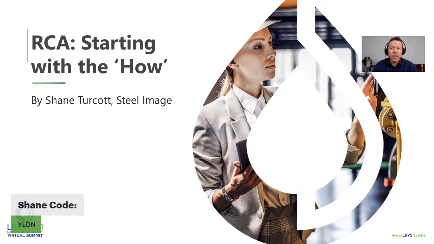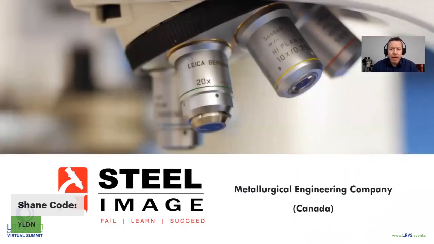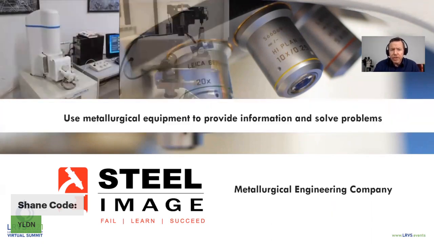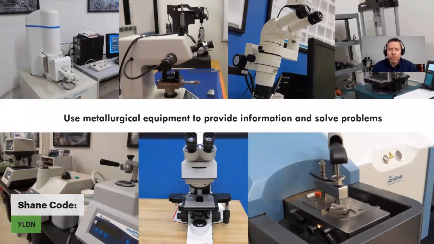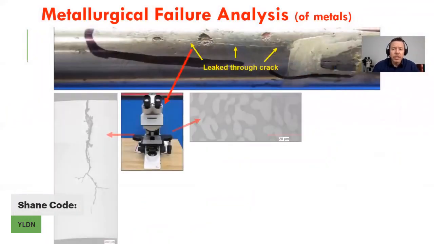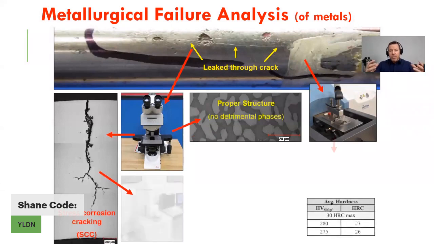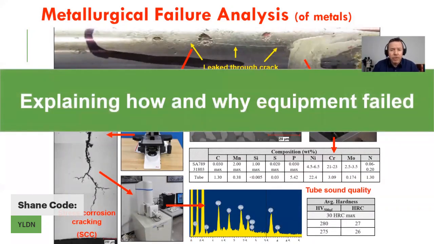Now, because it's a recording, I'm not quite sure how much I've been introduced. So let me introduce myself. I am a metallurgical engineer that started an engineering company called Steel Image. Although I'm not a reliability engineer, the vast majority of my work is supporting reliability efforts. At Steel Image, we use lab-based equipment to provide as much information as possible from parts. Predominantly, when equipment fails, by getting more information that would not otherwise be obvious, we can provide more details useful to explaining how and why equipment has failed.